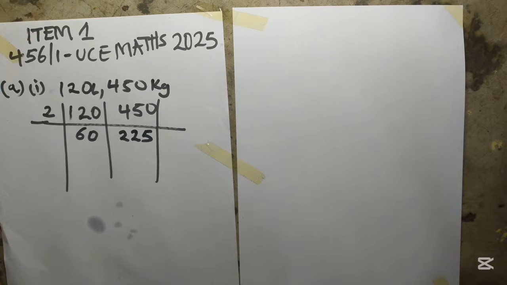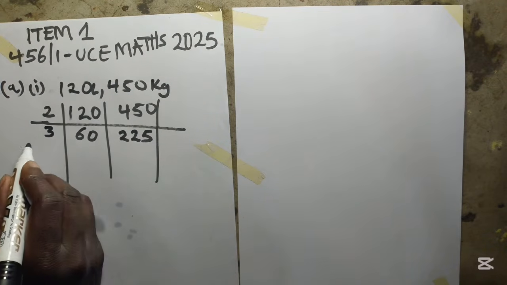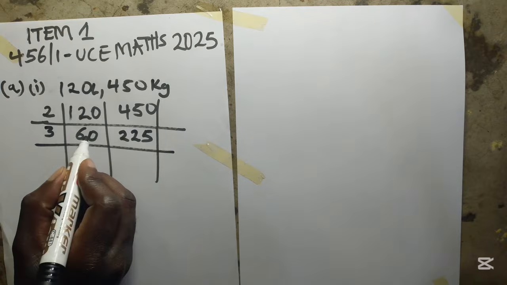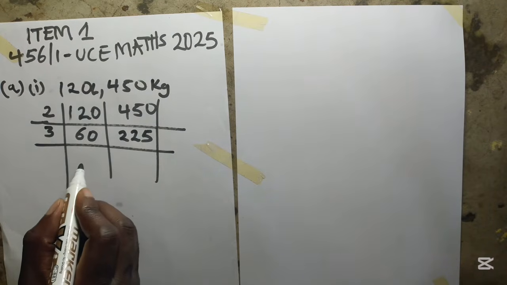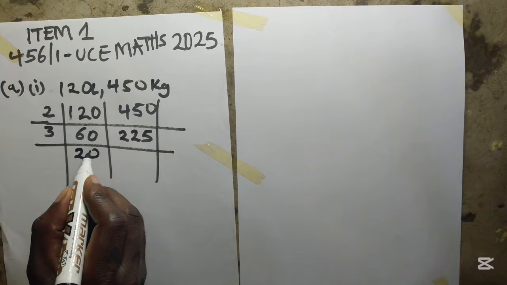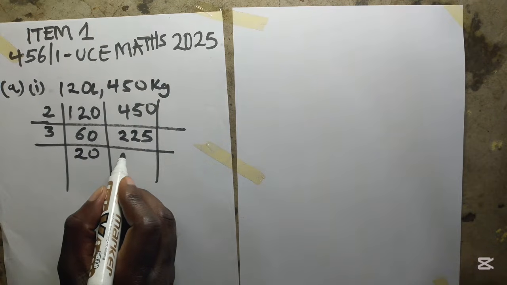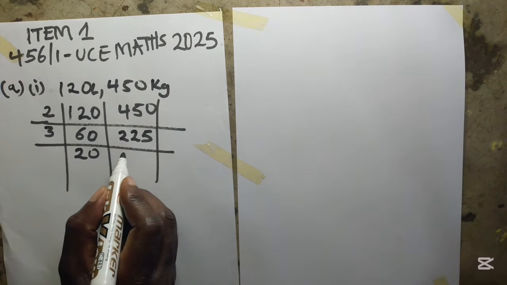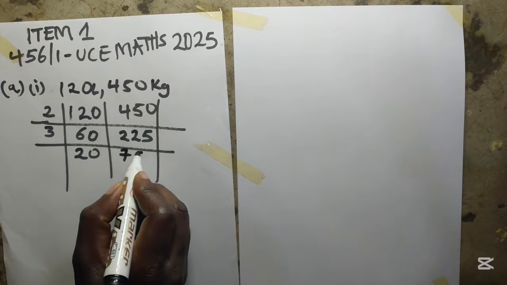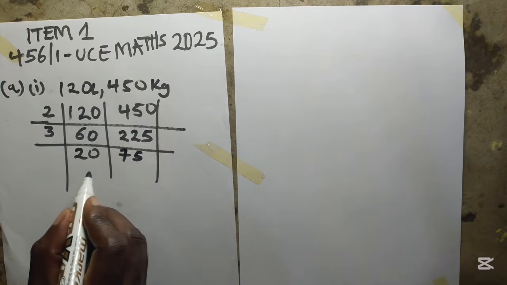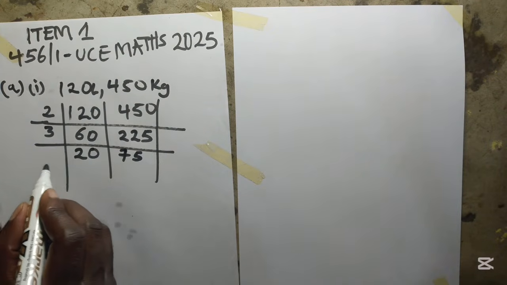Now, do we have any other number which can divide both these numbers? Of course, to me, I can see 3 is possible. When you divide 60 by 3, what do you get? I think that is 20. And then 225 divided by 3. Use your calculators to compute. 225 divided by 3, you get 75. Can we further divide by 3? No, we cannot. So we go to the next prime factor, which is 5.